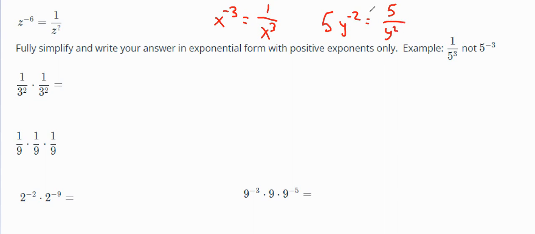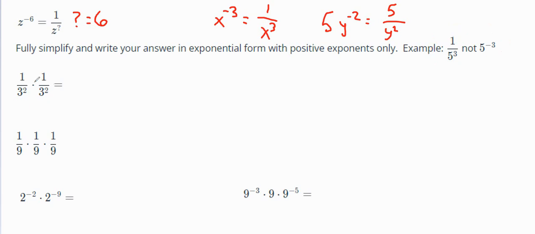So just the sign of the exponent changes, but it's the same thing. So for the top left, we have z to the negative 6. That would be the same thing as 1 over z to the positive 6 power. So the question mark there would be equal to 6. And it's by tradition, we really want positive exponents. So we're going to write 1 over 5 to the third, not really 5 to the negative third power.